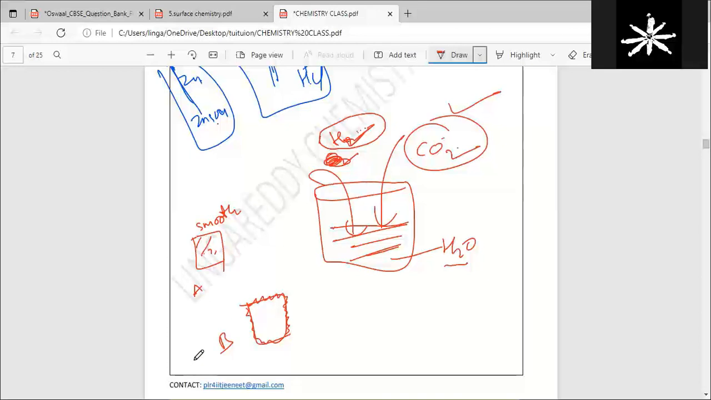Where the surface is rough, the area is more. In A rough or in B? In B. B surface area is more, so obviously gas also will be more. Yes, more gas adsorbing. So specific area means, if I take 1 centimeter area, here more surface is there. If I take here also 1 centimeter, here less surface is there. That is the specific.